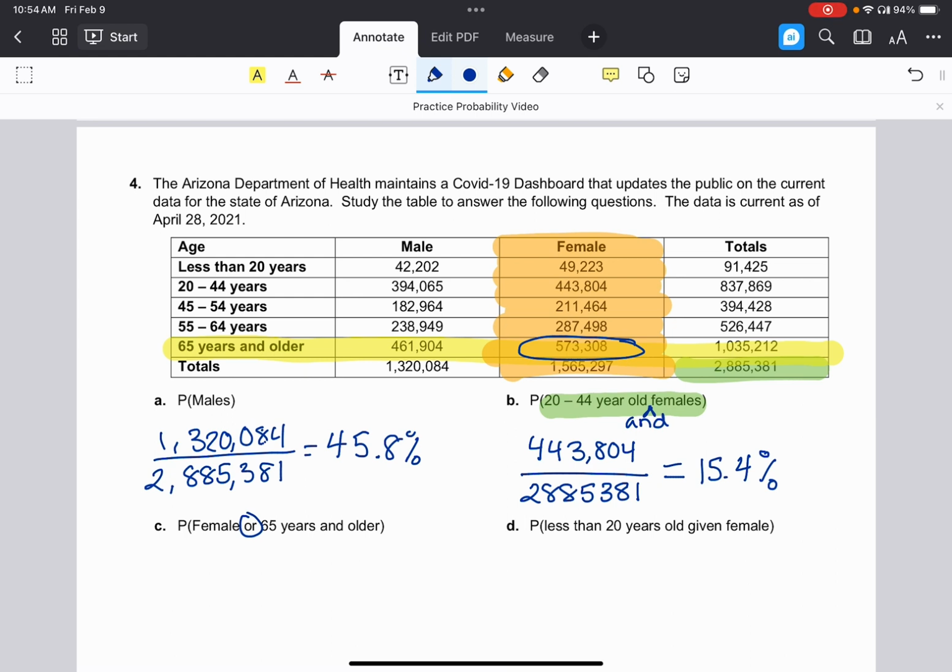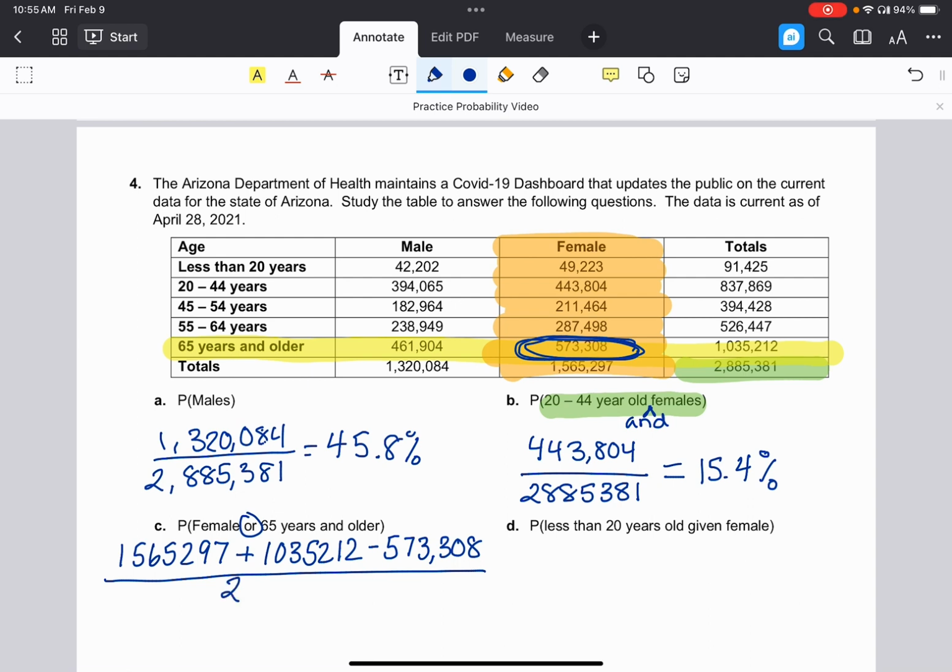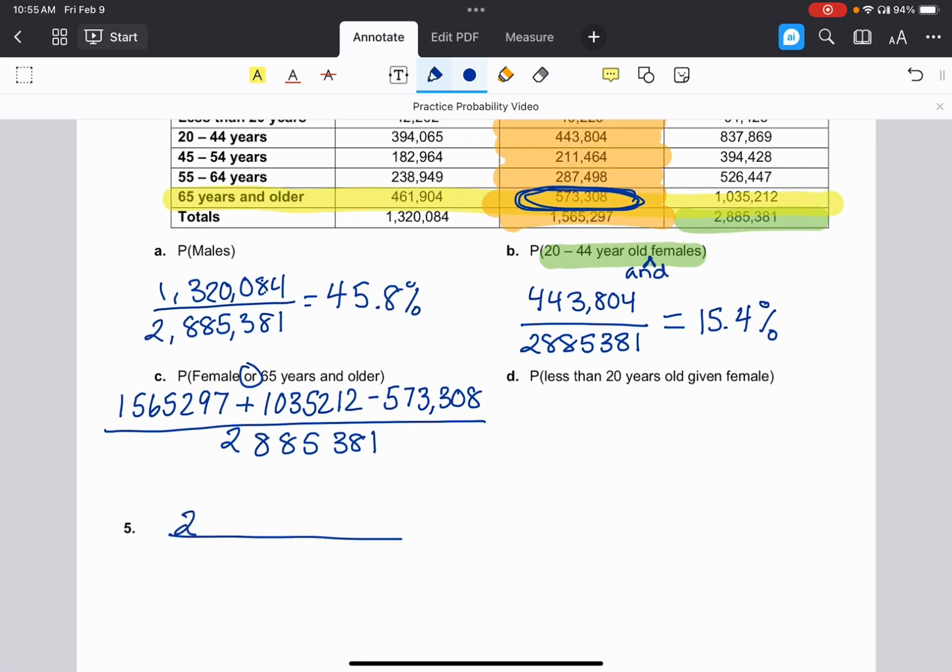The other option is to say, well, we have a total of 1,565,297 females plus the 1,035,212 who are 65 years or older. But in doing that, we added this overlap twice. So we would take out that overlap number of 537,308. And that's still out of our total 2 million, which simplifies down to a nicer 2 million number. And when you go through and find the percent, you wind up with 70.3%. That's one option. There's a bunch of different ways to approach the ORs, but the key thing is thinking about that it's a big group of people.